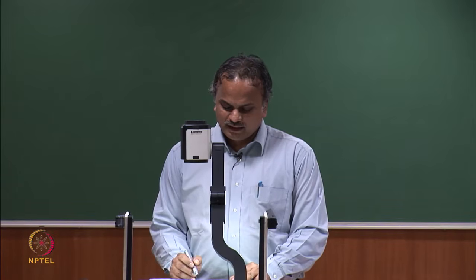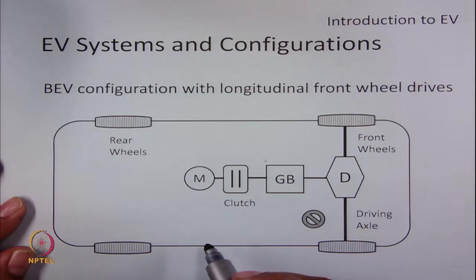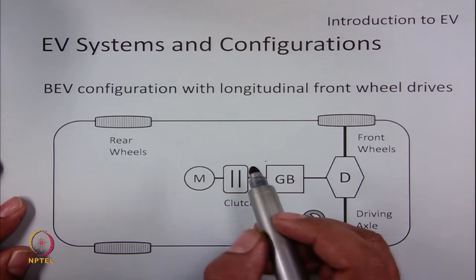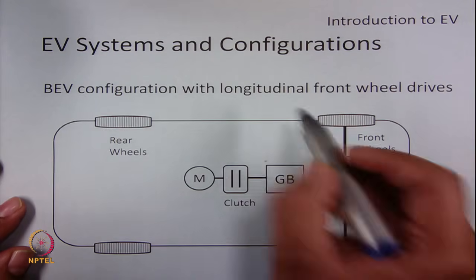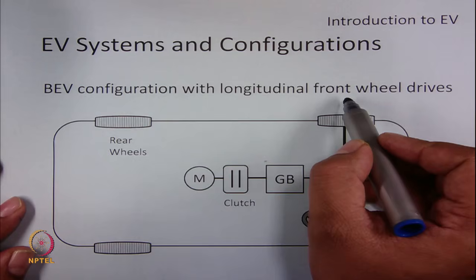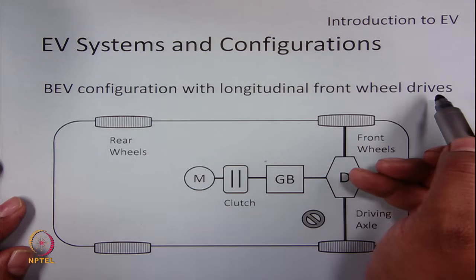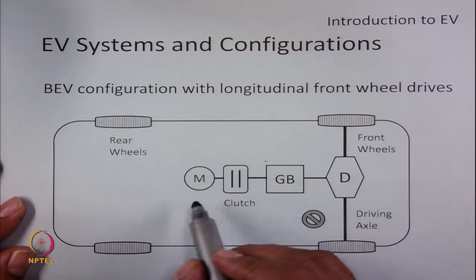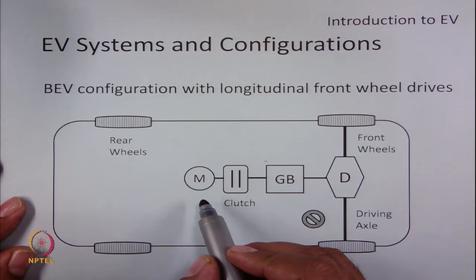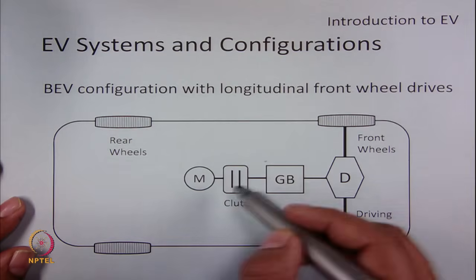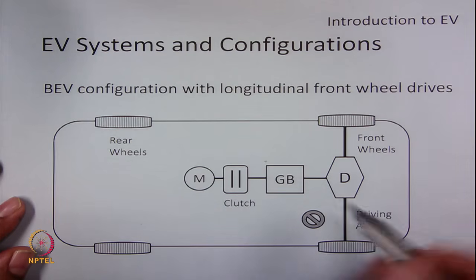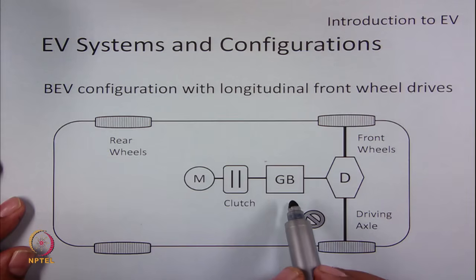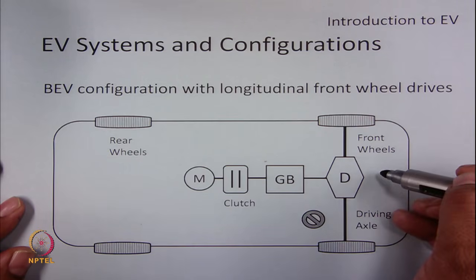So, we have seen converted EVs. Converted EVs typically use the technology of IC engine based vehicles, which is longitudinal front engine front wheel drive. It replaces the IC engine with a similar rated motor, and the rest of the mechanical assembly is the same: it has a clutch, a gearbox which is a variable gear system, and a differential.